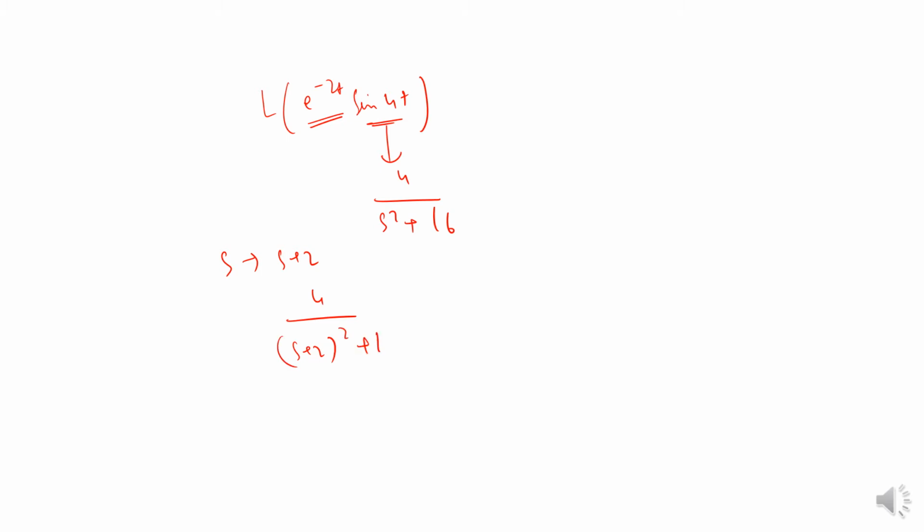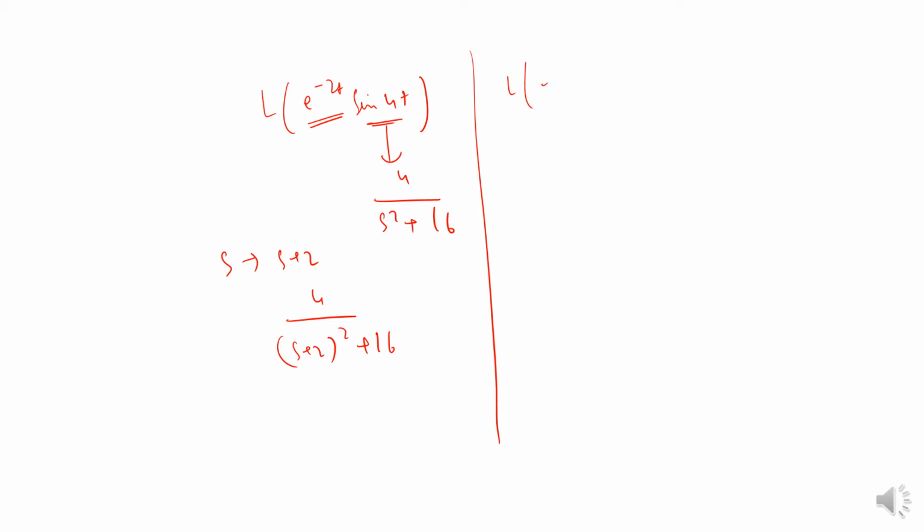So I hope what we saw earlier was clear. Suppose Laplace of e power minus 2t sine 4t. So sine 4t is what? 4 by s square plus 16. Now you are multiplying with e power minus 2t, meaning wherever you have s, replace it with s plus 2. So s changes to s plus 2. So what you can write? 4 by s plus 2 whole square plus 16. The same question we can also do like this.